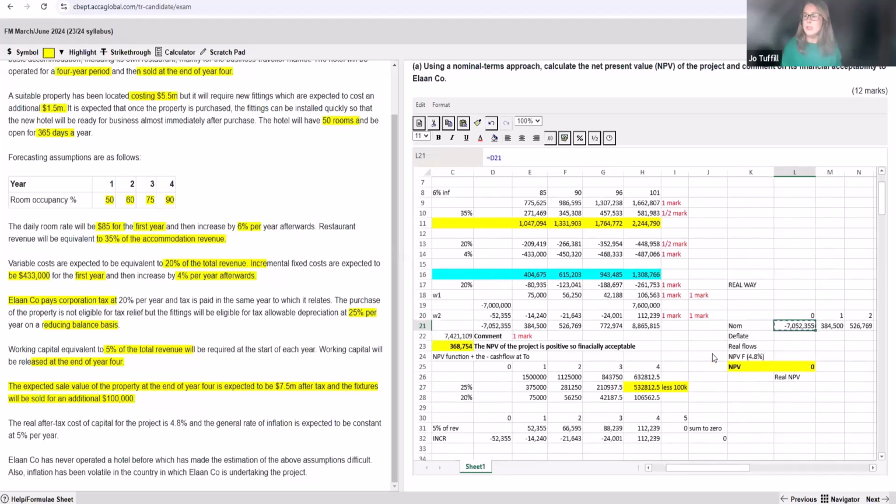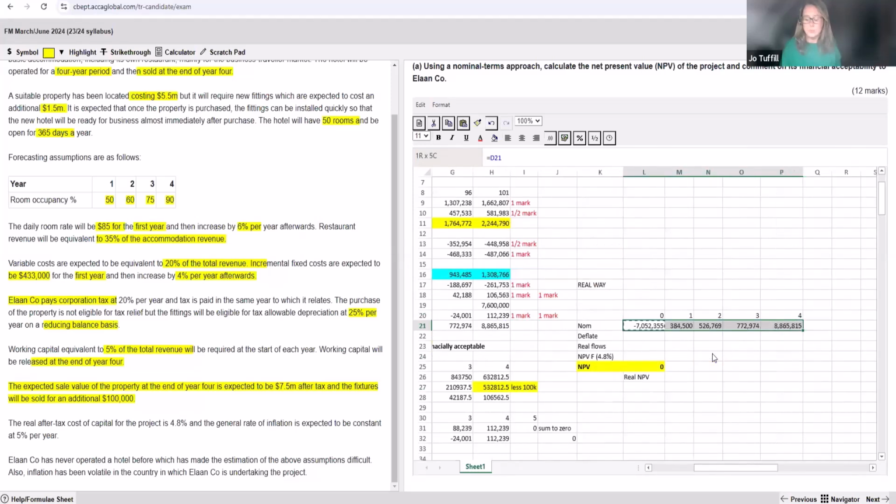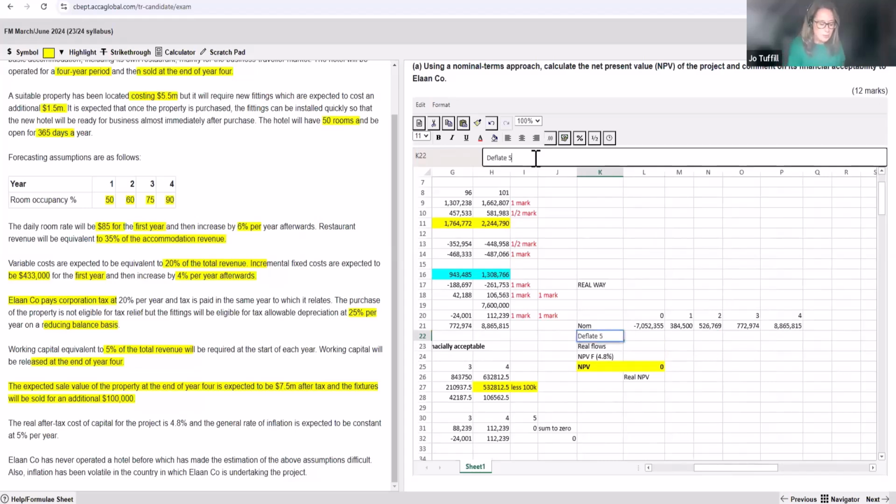okay, you deflate the nominals, which is what you would have done in your Pinks question. And how do you deflate them? Well, you deflate them at the 5% inflation rate. So what we need to do is obviously you don't need to deflate number 1 because it's times 0, so there's no inflation. But this one, the deflation rate will be 1.05 for 1 year.